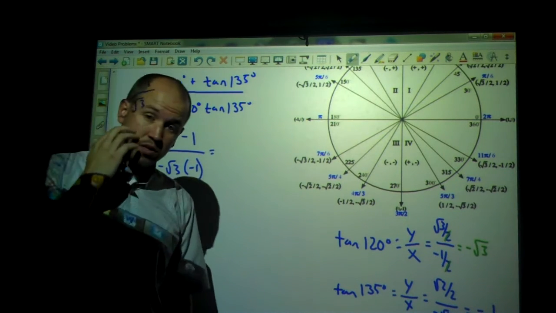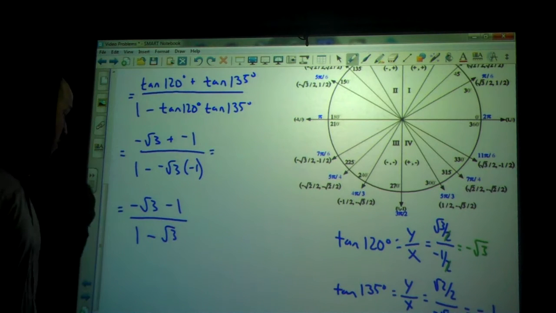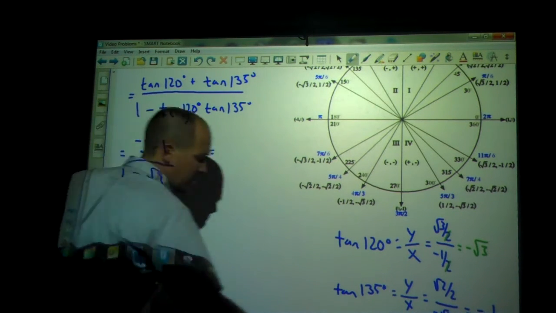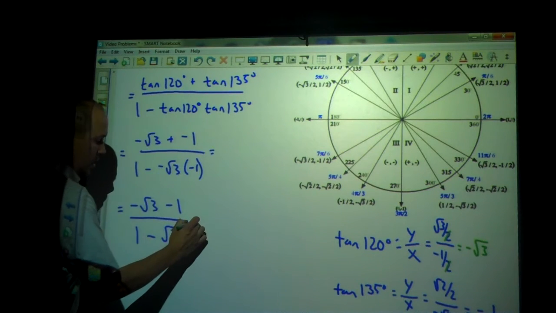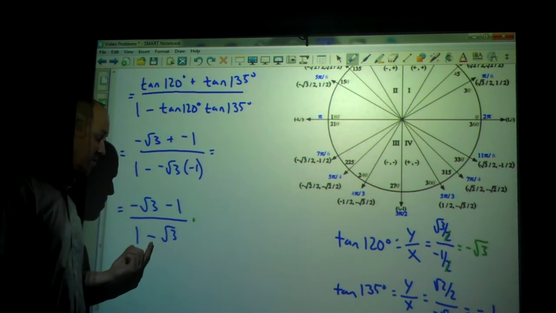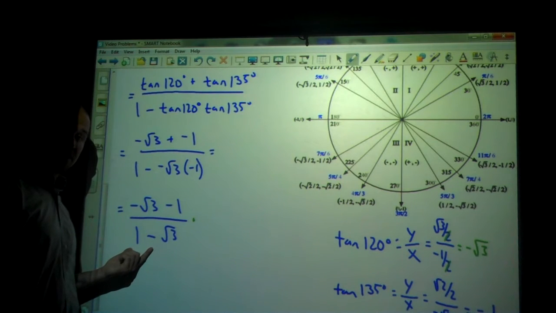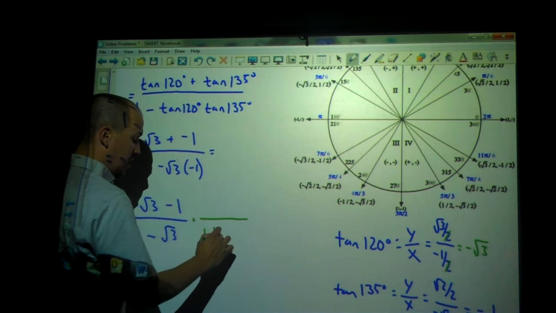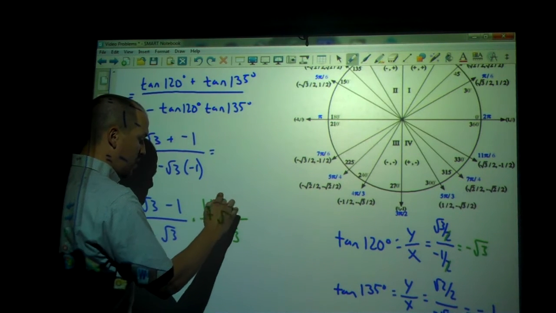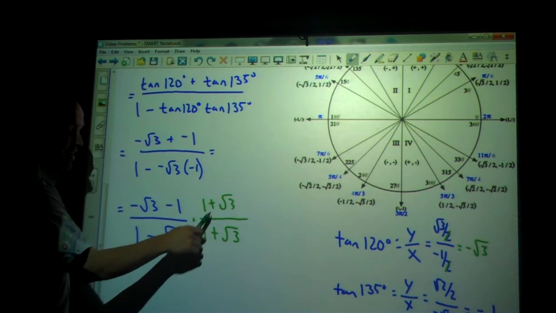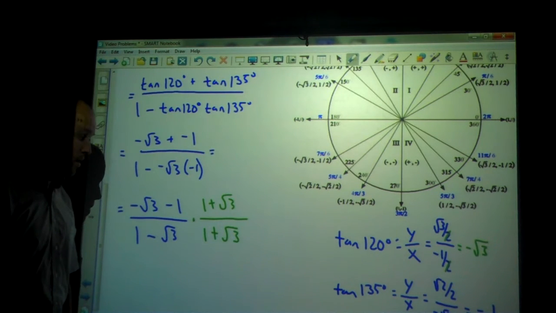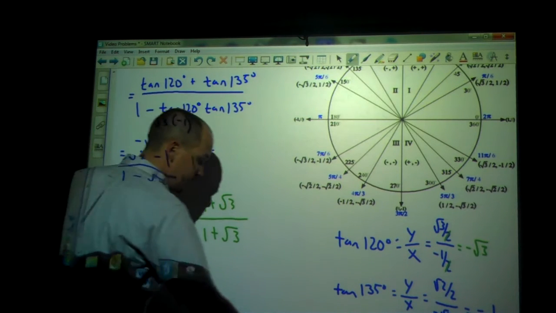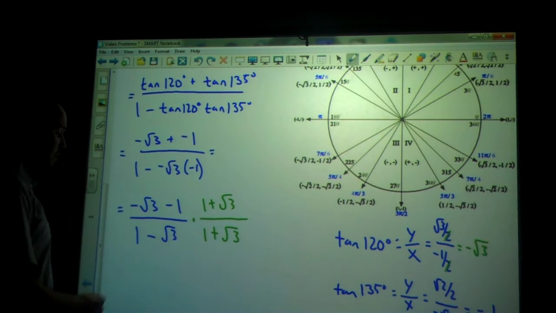Alright, we're not done. We've got some work to do. This actually simplifies even more because we do not like this square root at the bottom of this fraction. So what we're going to do is multiply the top and the bottom by what's called the conjugate of this denominator. So if it's 1 minus root 3, we're going to multiply the top by 1 plus root 3. So you just switch the sign and multiply the top and the bottom by that, by the conjugate of this denominator. Alright, and this is going to simplify really nicely.